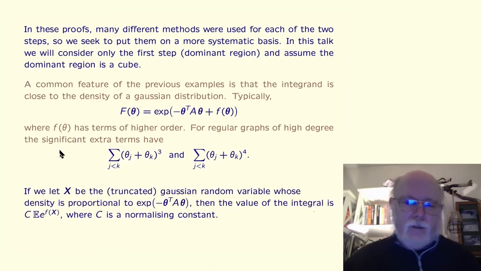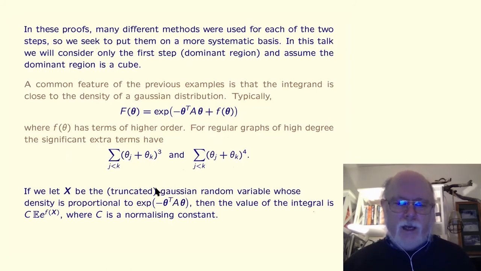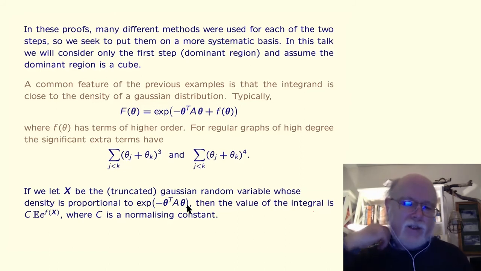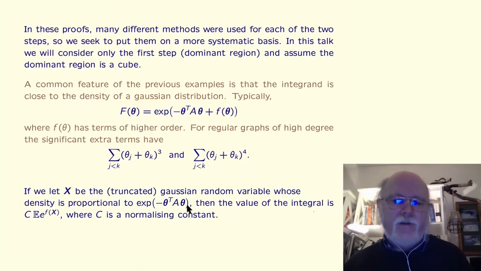So now let x be the truncated Gaussian random variable whose density is proportional to just the quadratic part of this exponential of minus theta transpose A theta. So that's a quadratic form. If you multiply this by a suitable normalizing constant, you get a Gaussian variable. We're not integrating over an infinite range. We're integrating just over some finite box. So we have to truncate the variable at the edges of the box. But the box is chosen so that what we chop off is a very tiny part of the value of this variable.